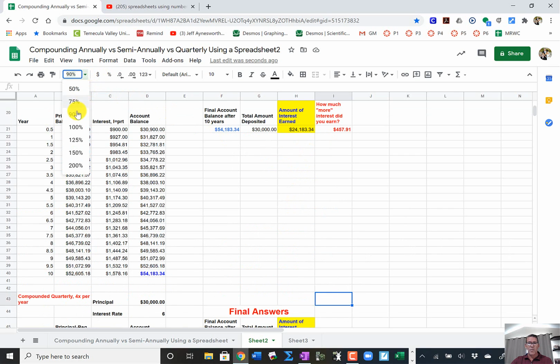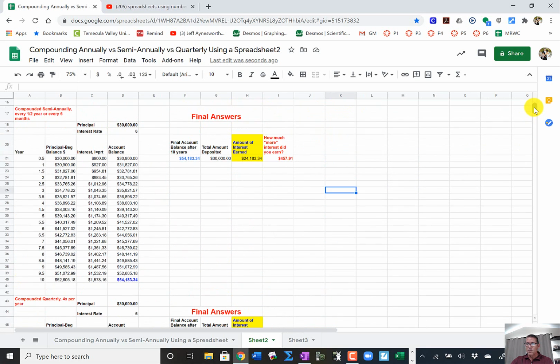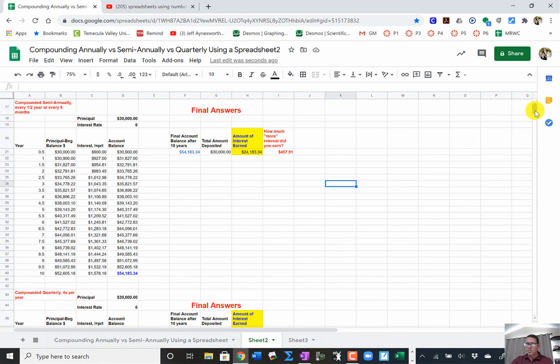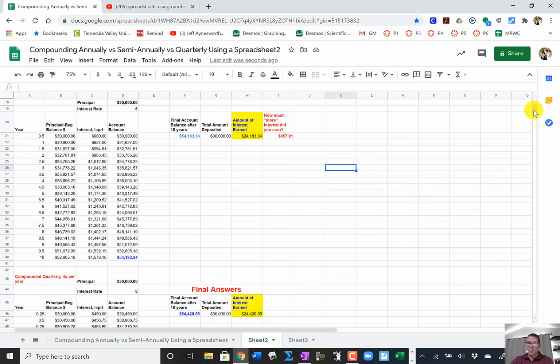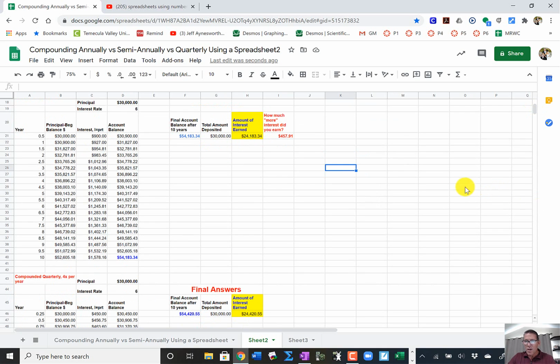So let me zoom out here. Okay, so here we go. Here's the difference between the two models. Okay, you can see it there. Okay, so in Model 2, compounding semi-annually, we had $24,183.34. In Model 3, compounding quarterly, right here, we have $24,420.55. So we've earned more money, so we've gotten better.